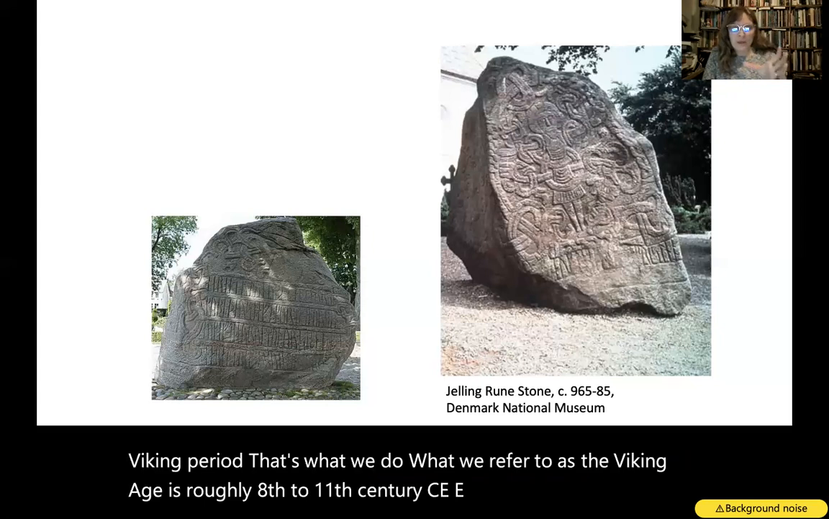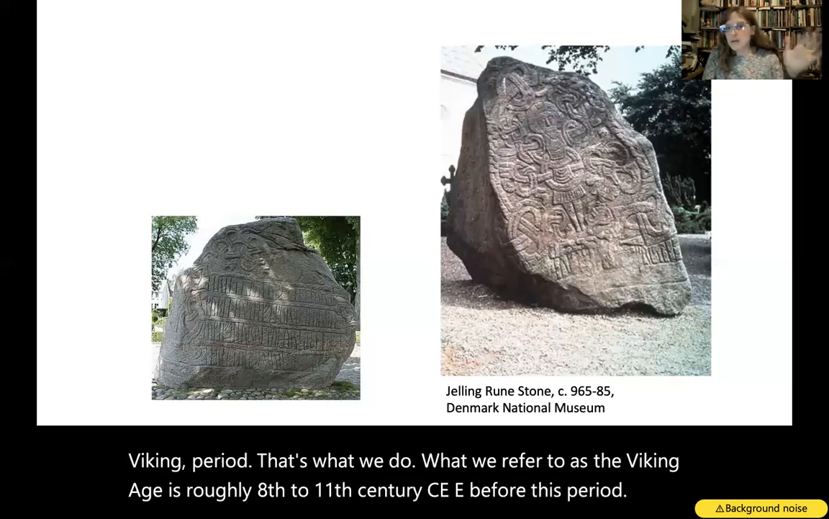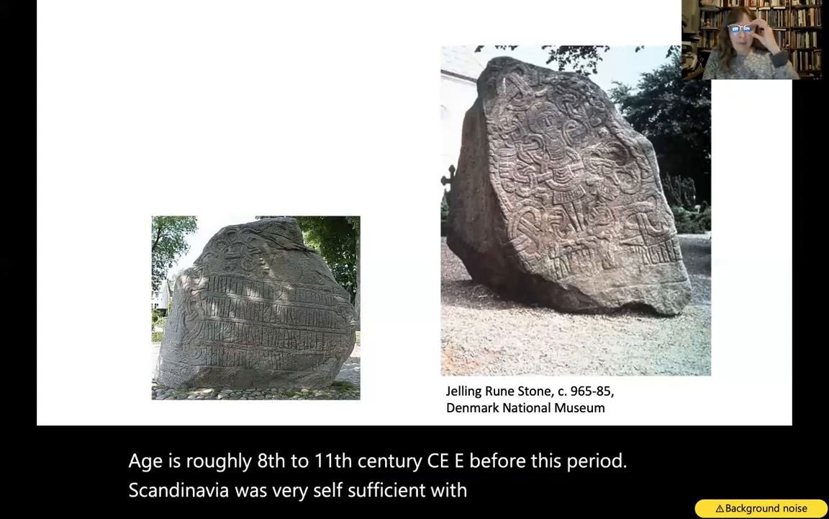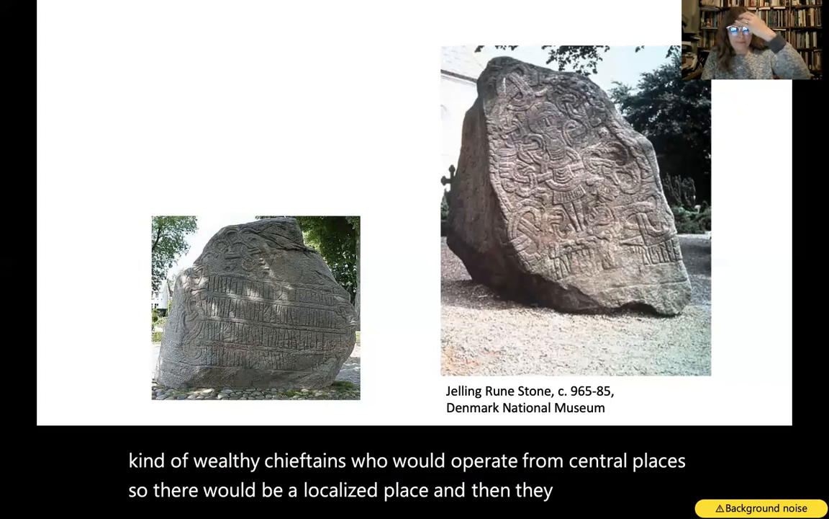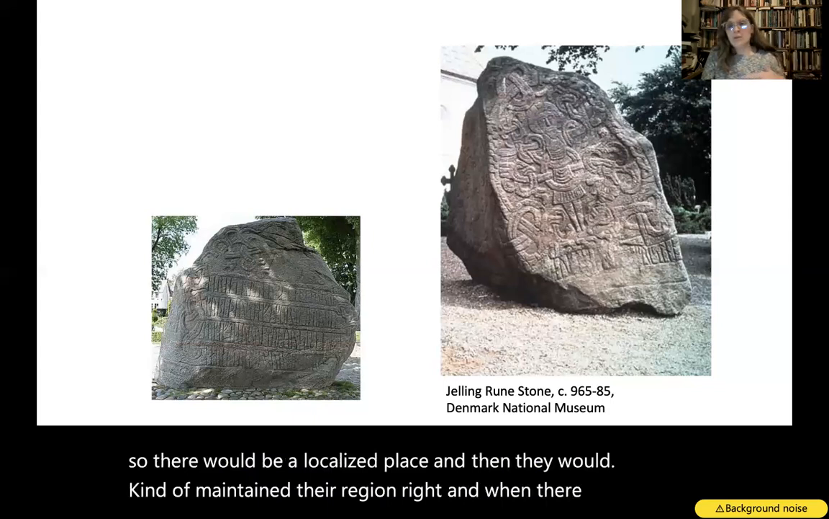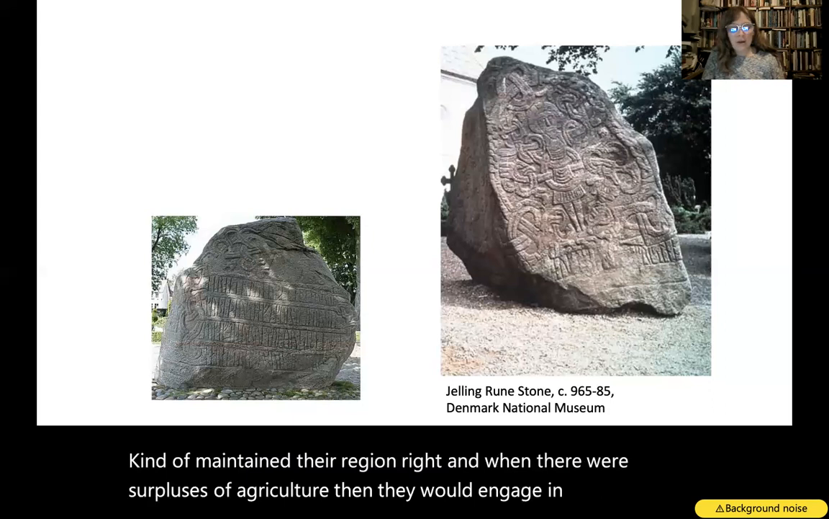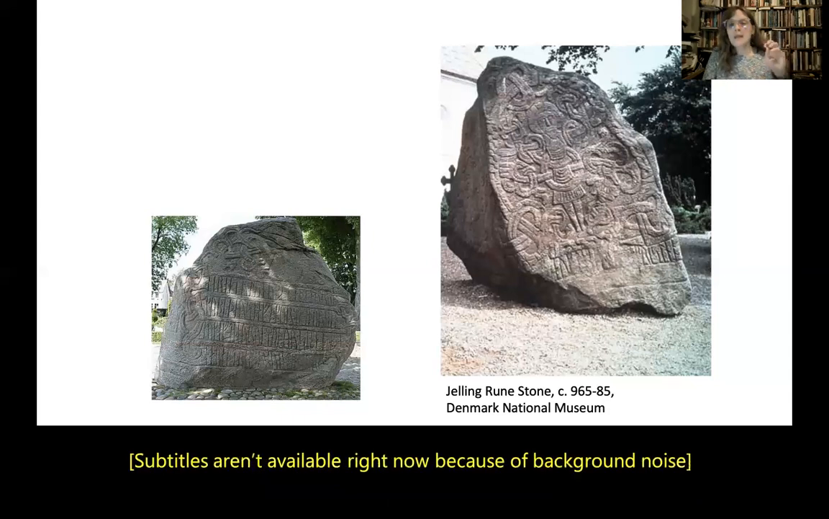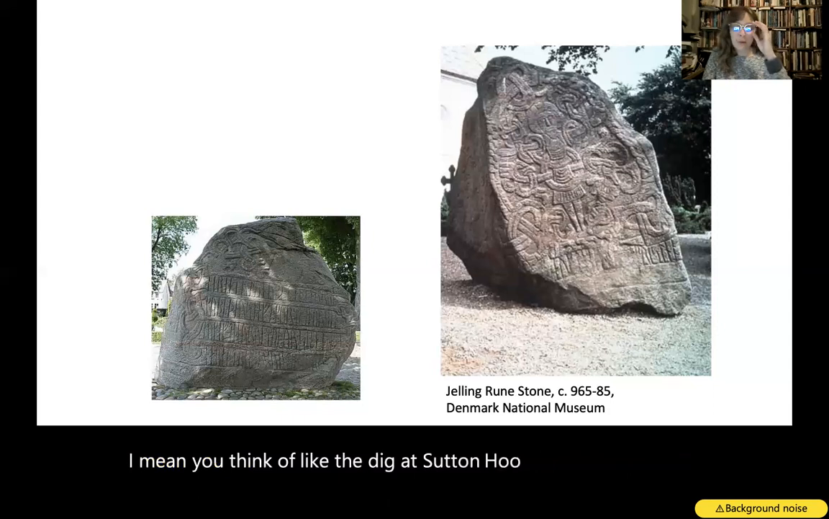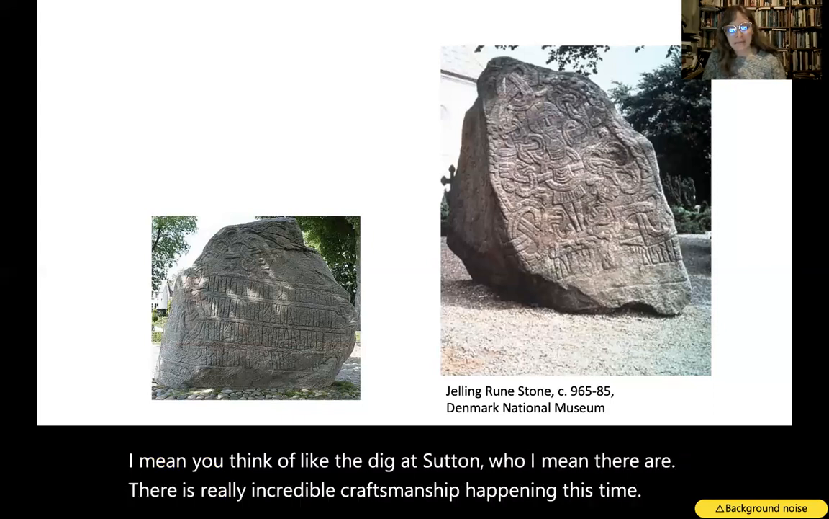Before this period, Scandinavia was very self-sufficient with farmsteads. There were kind of wealthy chieftains who would operate from central places. So there would be a localized place, and then they would maintain their region, right? And when there were surpluses of agriculture, then they would engage in trading. And they also have specialized craftsmen and so on. So there are trades and not guilds too, not the right word, but there are craftspeople, right? We see this in, you think of the dig at Sutton Hoo. There's really incredible craftsmanship happening at this time.